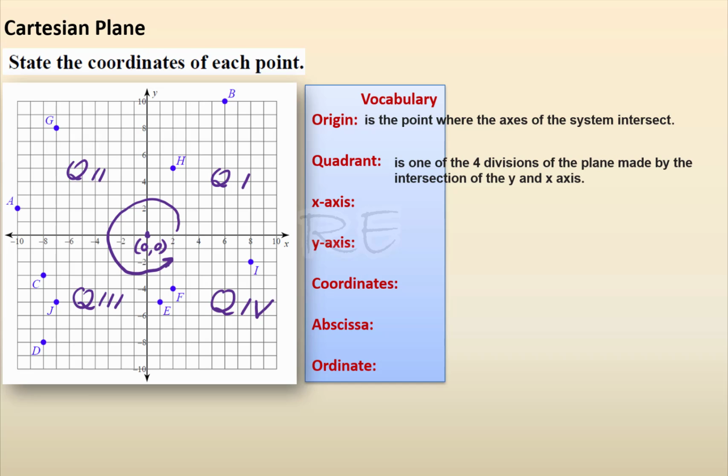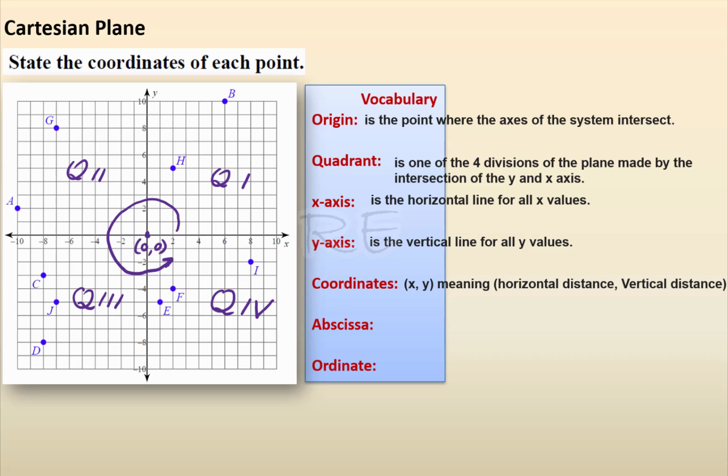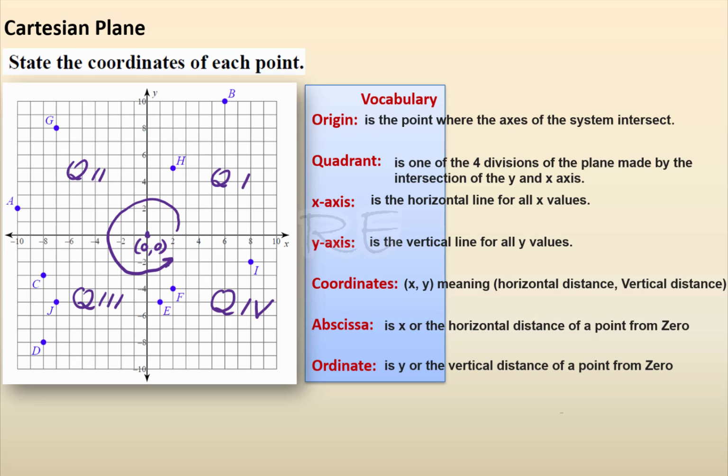Now, the x-axis is the horizontal line that contains all the x values, and the y-axis is the vertical line that contains all the y values. The xy coordinate means x is the horizontal distance and y is the vertical distance. The abscissa is any x value or horizontal distance from 0, and the ordinate is any y value or vertical distance from 0.